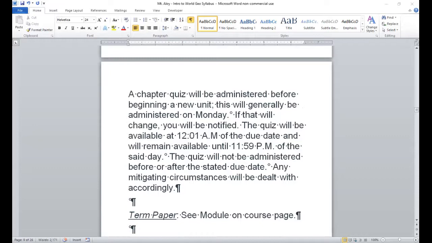The quiz will not be administered before or after the stated due date. Any mitigating circumstances will be dealt with accordingly. Some kind of emergency, medical emergency, right? I'd have to have some kind of documentation with that. I would say too that employer conflicts, that doesn't count, right? That doesn't count. I don't know how many times I've heard that over the years.